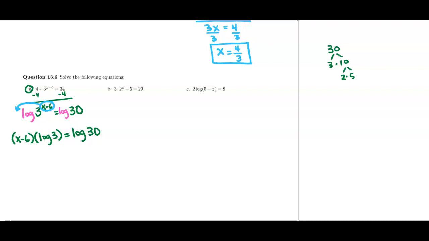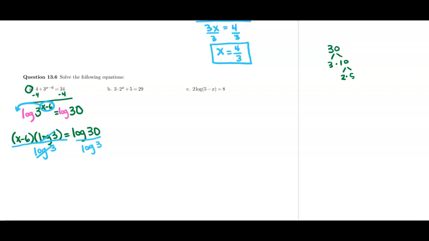Awesome. Okay, so remember, we're dividing not just by 3, but by log 3. And remember, log 3 is an operation that we're doing to the 3. So let's do that. Let's divide both sides, because that gets rid of it on this side, and that's getting us closer to getting x by itself.